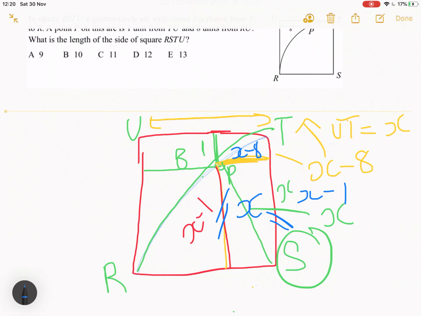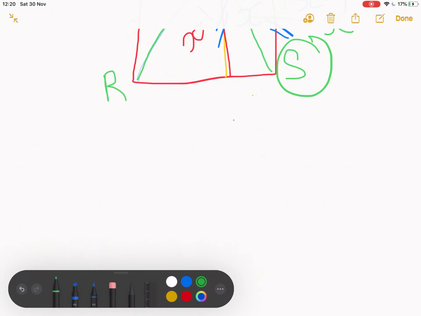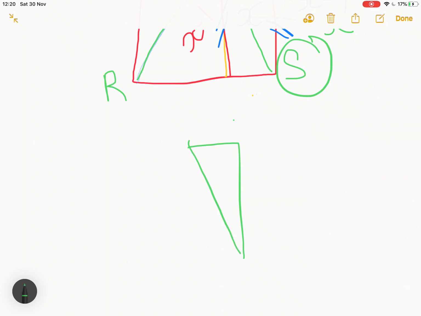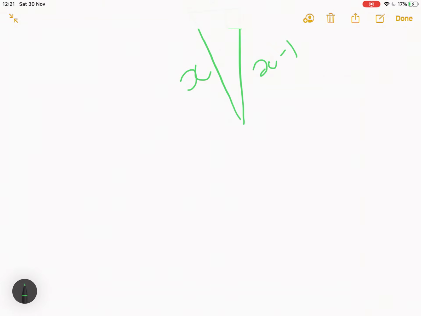So if we draw this triangle again, we know it's a right angle triangle, and we have our x minus 1 here, our x here, and our x minus 8 here. If we turn it around, we can use Pythagoras' Theorem to find out what each side could be. Pythagoras' Theorem is a squared plus b squared equals c squared, c being the hypotenuse.